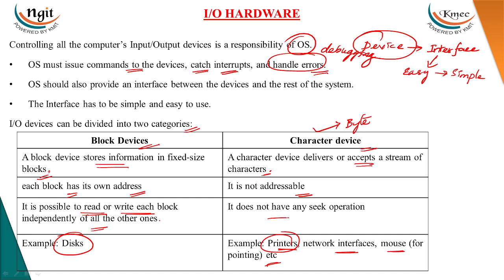A character device does not have any seek operation because character devices don't use disks such as magnetic disks. Network interfaces, printers, and mouse don't have any disk, so seek operations and rotational latencies will not be available. This seek operation is not present in character devices. But in order to fetch the data, block devices should have the seek operation. That means it has to go to that particular block and fetch the data.